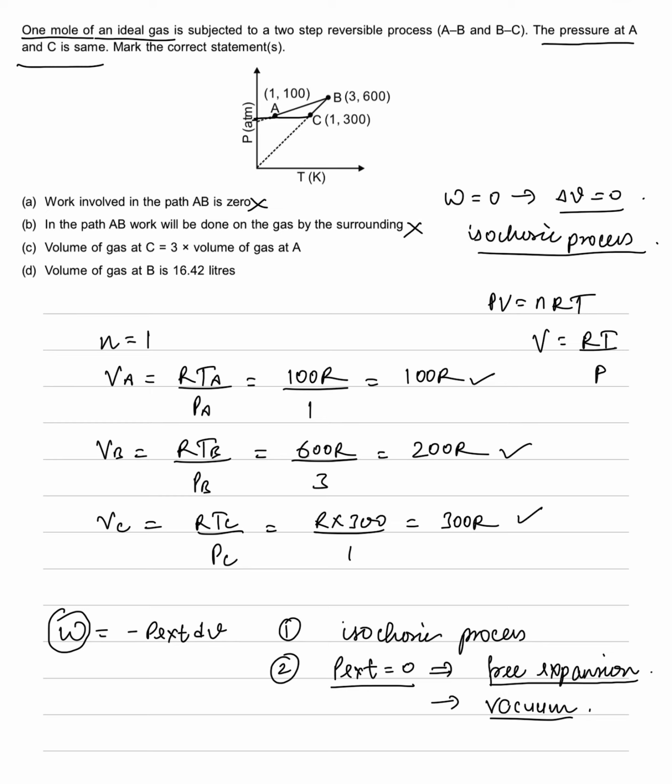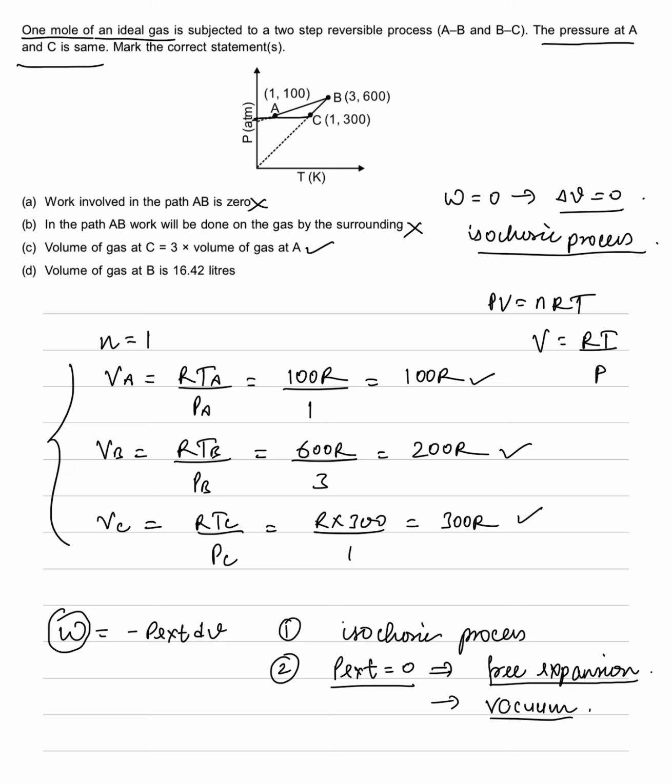At option C, volume of gas at C equals 3 times volume of gas at A. Now if you compare VA and VC, VC is 3 times VA, as we found in the solution. So that means option C is correct.